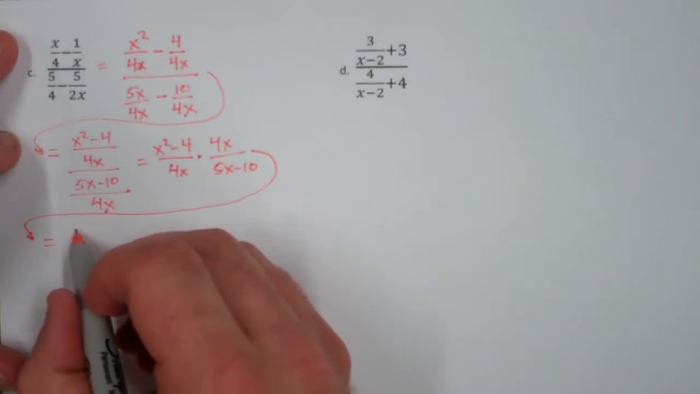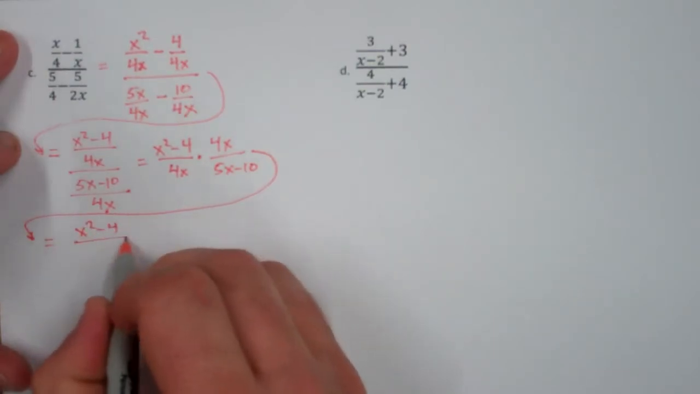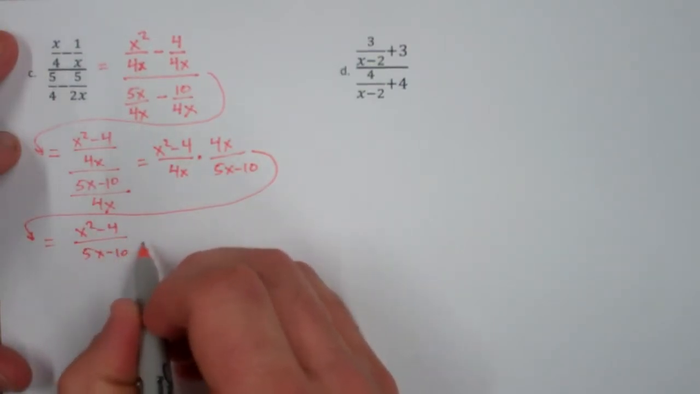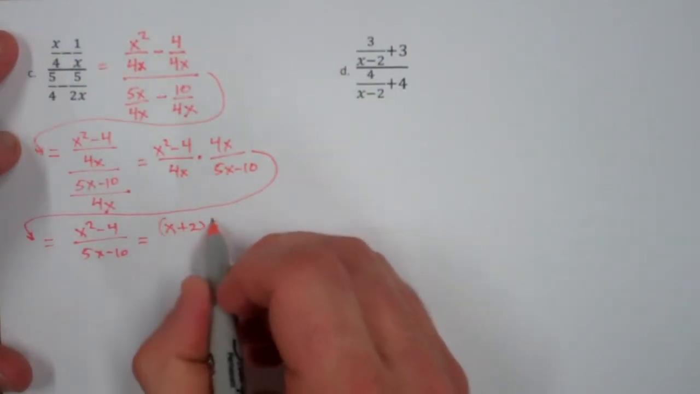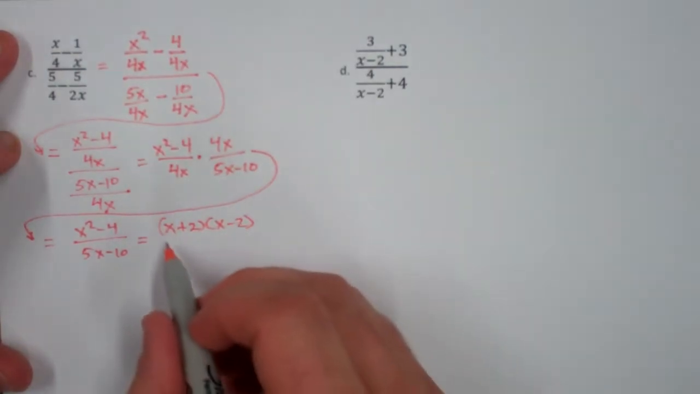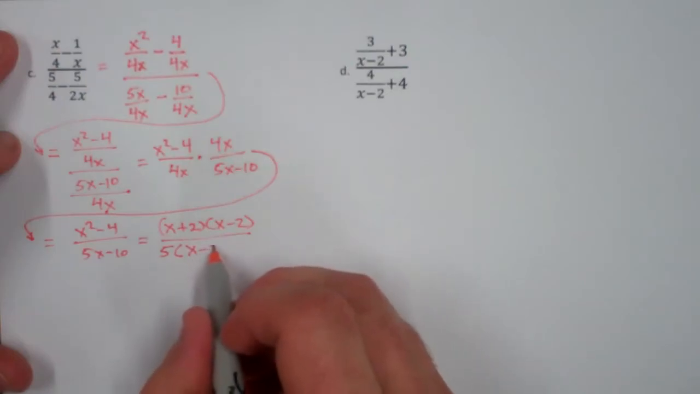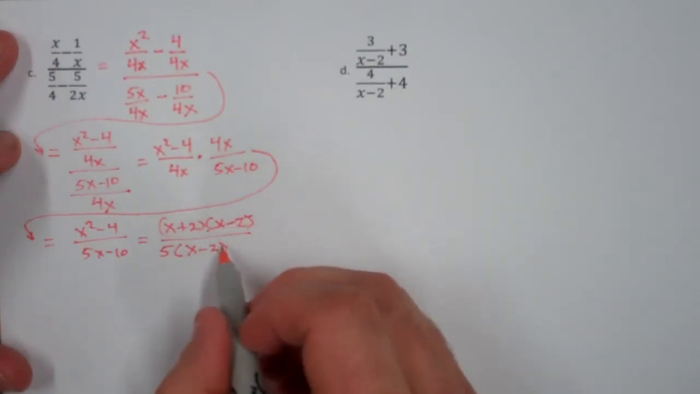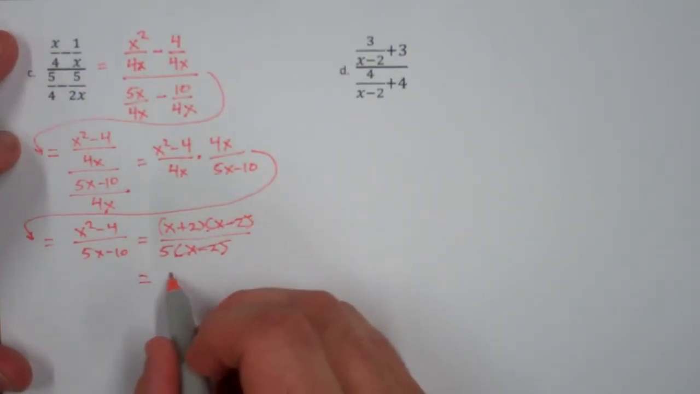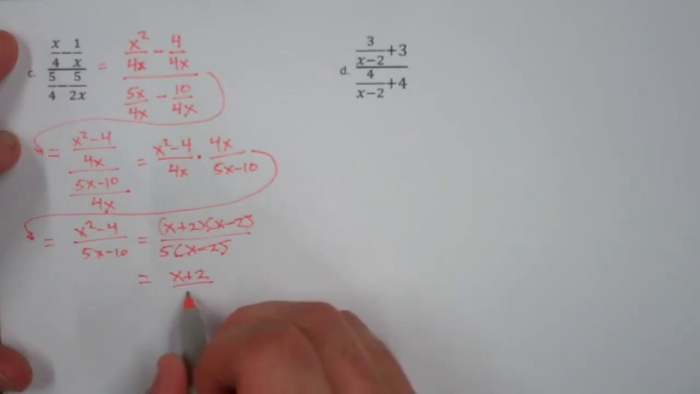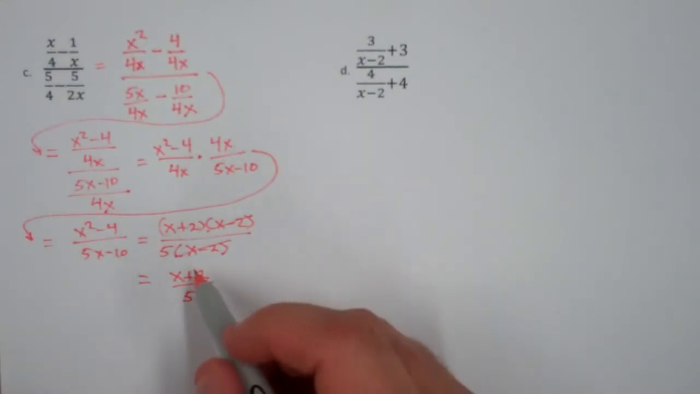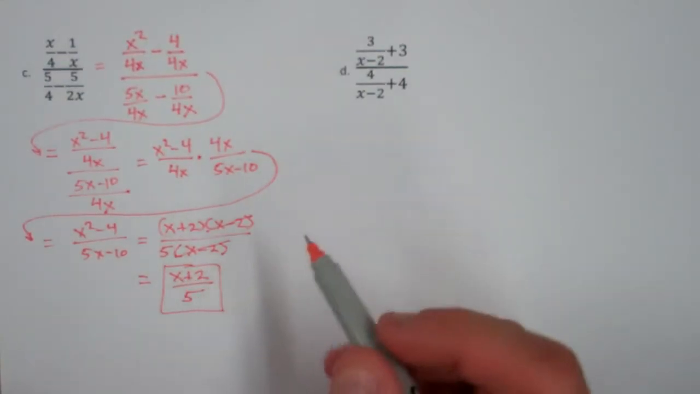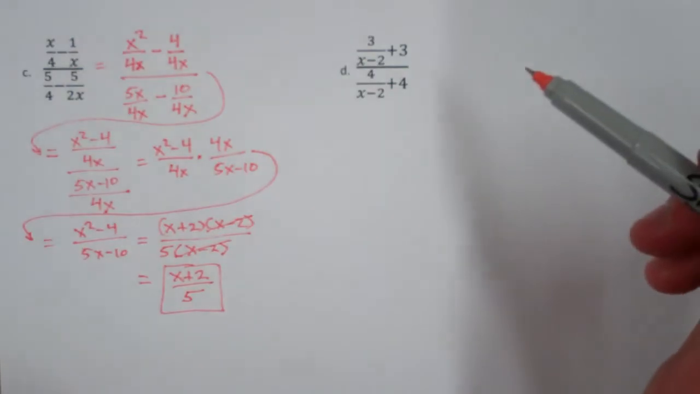And now we've got (x squared minus 4) over (5x minus 10). If I factor the numerator, I'm going to have (x plus 2)(x minus 2). The denominator, I can pull a 5 out, and I've got x minus 2 left. Now the x minus 2's can cancel, and we've got (x plus 2) over 5. This is the fully simplified version of this problem right here.